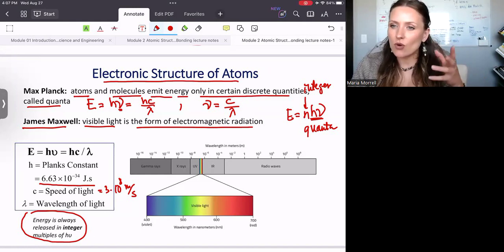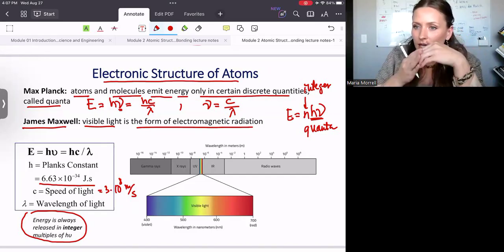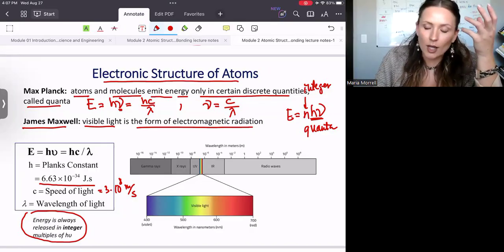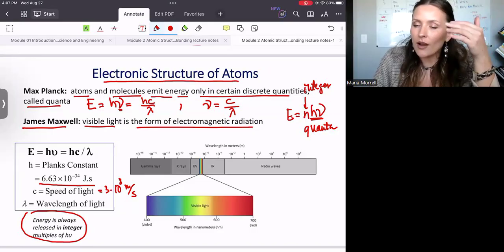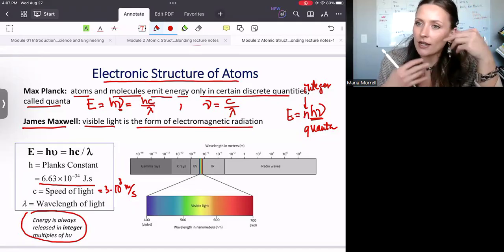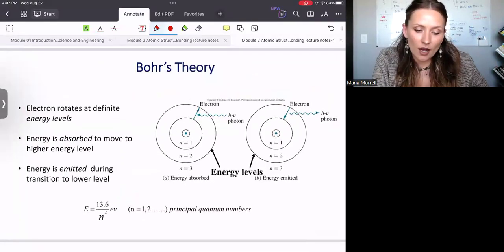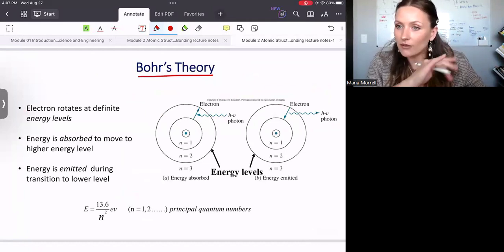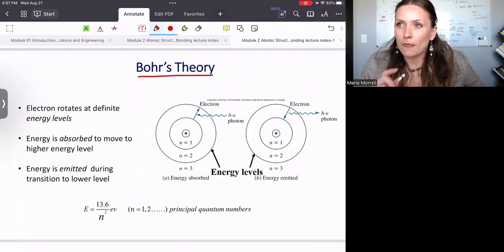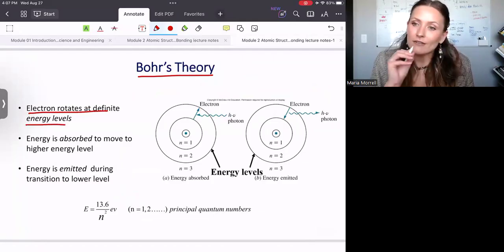So the question was, if that is the case, if the energy is not a continuous wave, but it's actually these specific integer portions, can you visualize it? Because once again, you have an atom that is capable of emitting these discrete quanta. Can I somehow capture it and can I see it? Well, if that is the case, Bohr comes with his theory, taking everything into consideration, that all the energy is released in distinct quanta. He basically says, okay, so the electron rotates at definite energy levels.